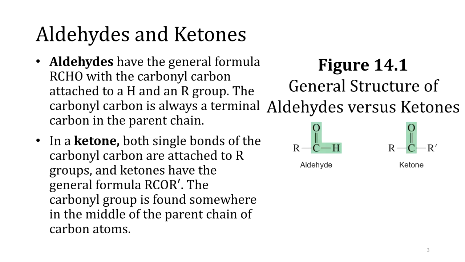In a ketone, both of the single bonds on the carbonyl are attached to alkyl groups, and ketones have the general formula RCOR prime. The carbonyl group is found somewhere in the middle of the chain of carbon atoms.